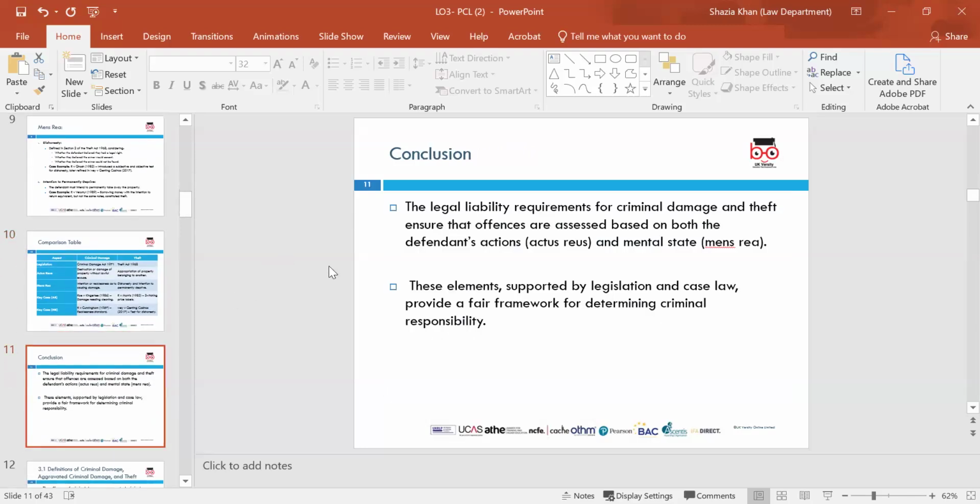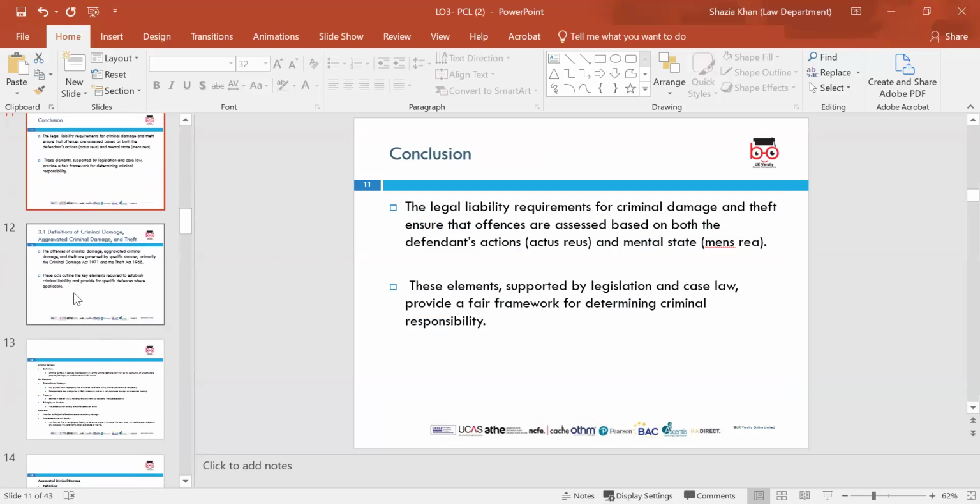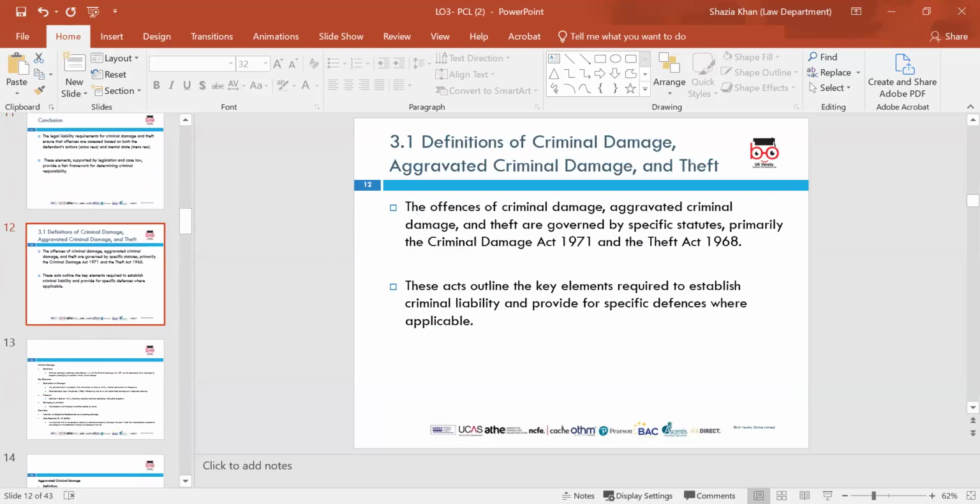The legal liability requirements for criminal damage and theft ensure that offences are assessed both on the defendant's actions and the mental state, which is the mens rea. These elements are supported by legislation and case law to provide a legal framework and a fair framework for determining any sort of criminal responsibility.